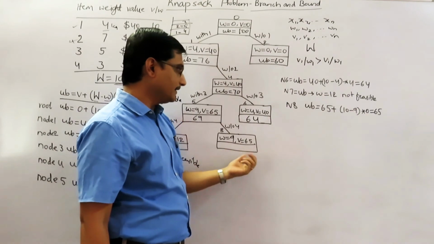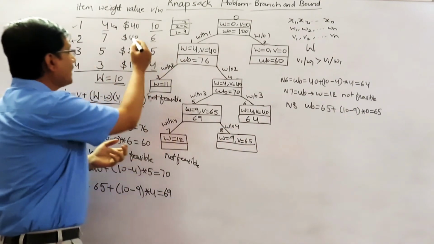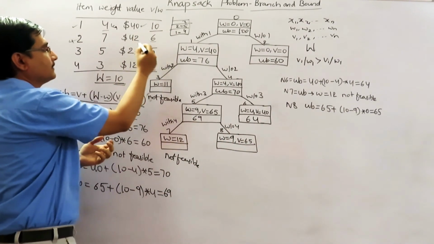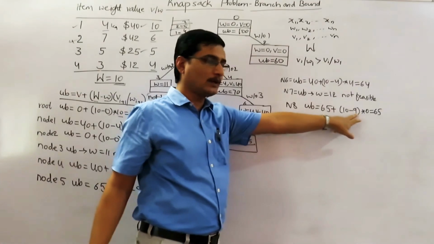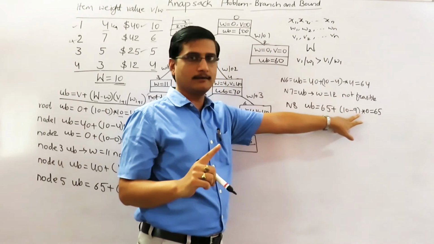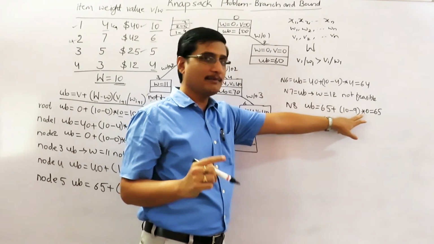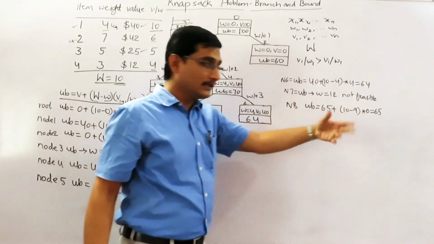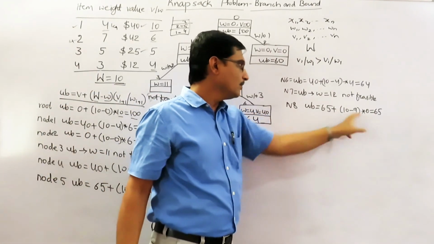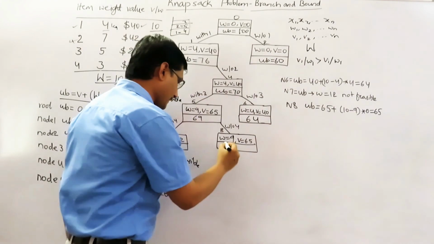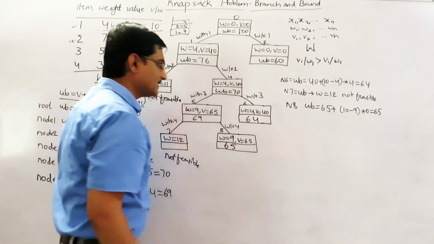The value gained till now is 65. First and third item, that is 40 plus 25, that is 65, plus 10 minus 9, so we are left with only 1 kg of remaining capacity, into the next item to be included. There are no next items, so it is 0. So the upper bound will be 65.